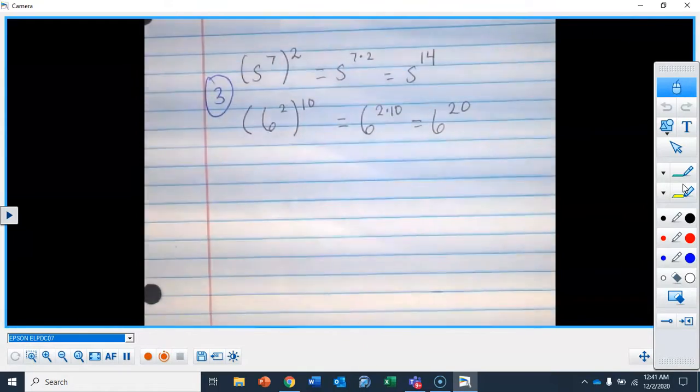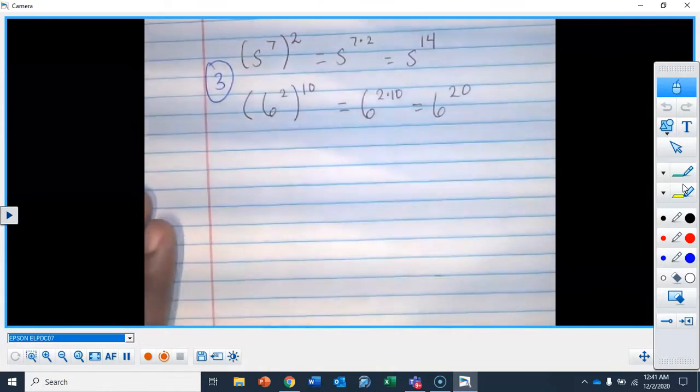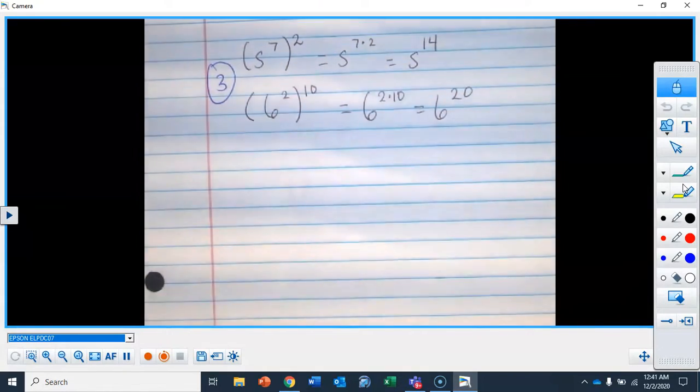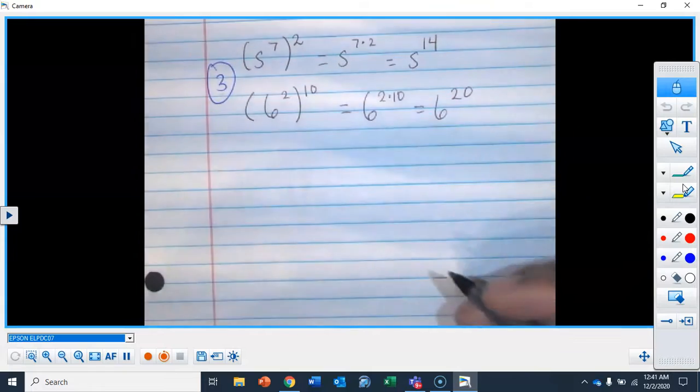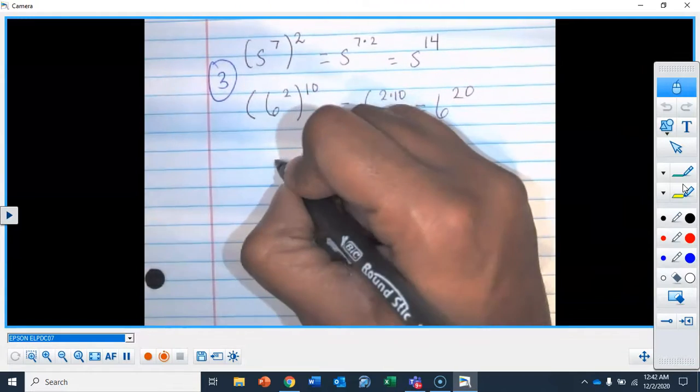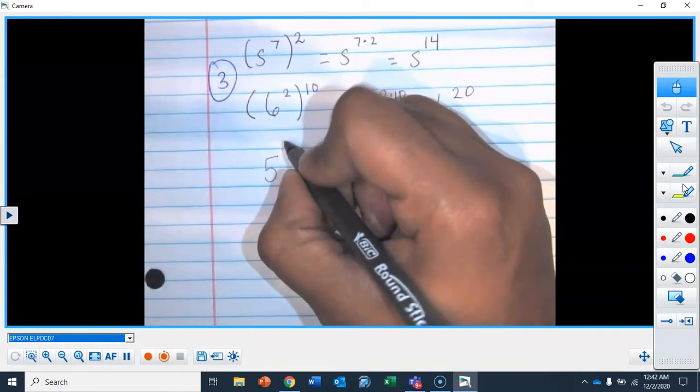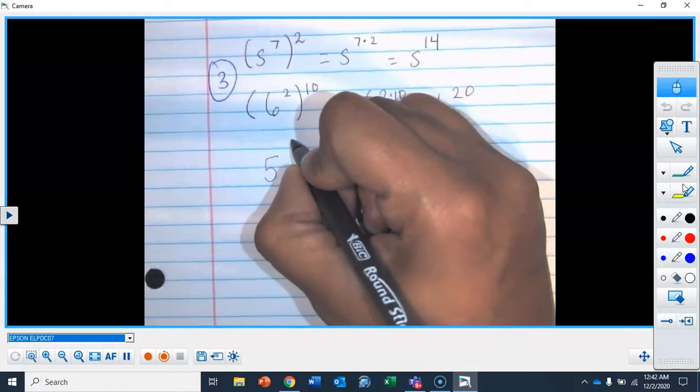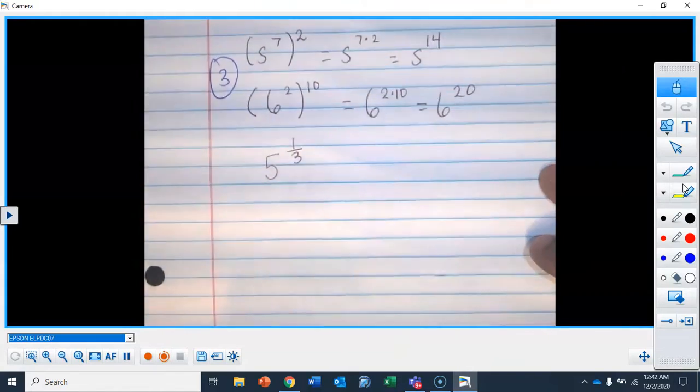Next one, what happens with rational? Okay, so that one I'm going to come back to in a second, but I'm going to just show one really quick example. I'm going to come back to it though, in more detail in the examples. So what happens if I have something like 5 raised to the, let's say, 1/3.